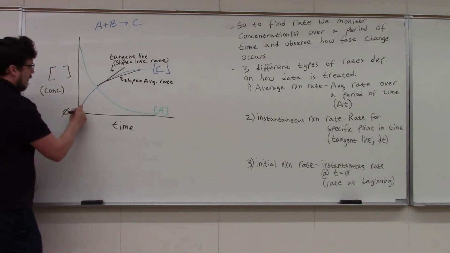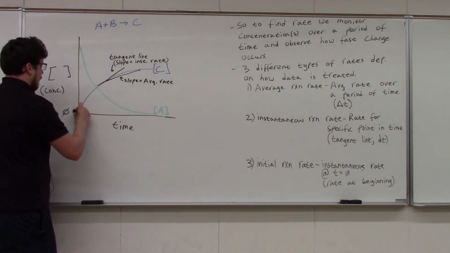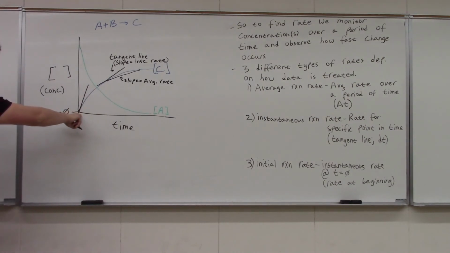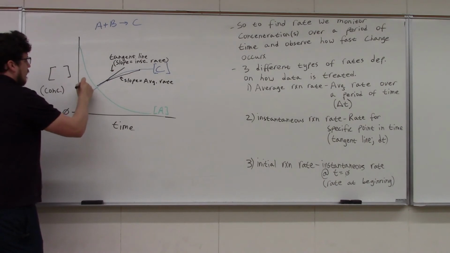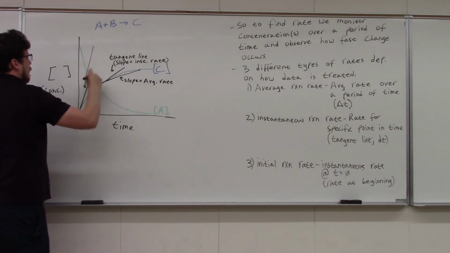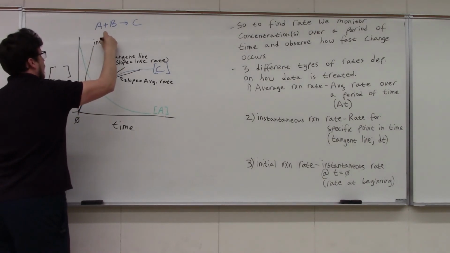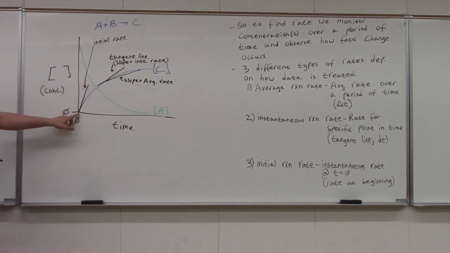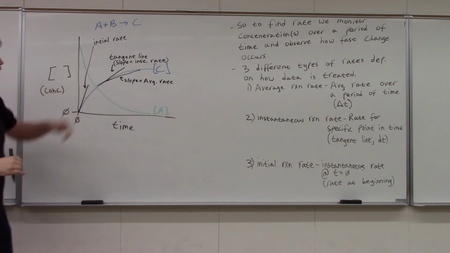Now if we only touch right here, right at t equals 0, well, guess what this is? Make some room here. It's our initial rate. Because it is an instantaneous rate, it is a tangent line that only touches right here. So that's what they look like on a graph.